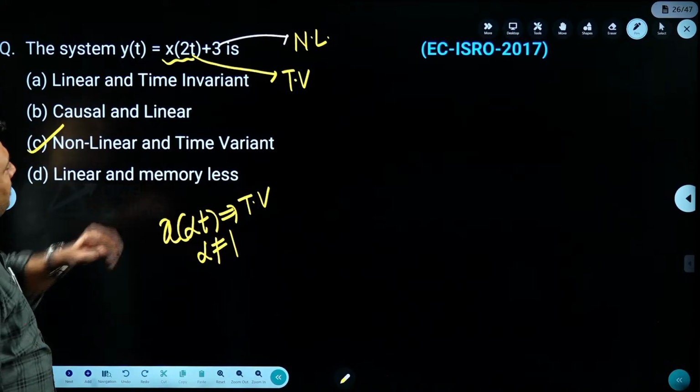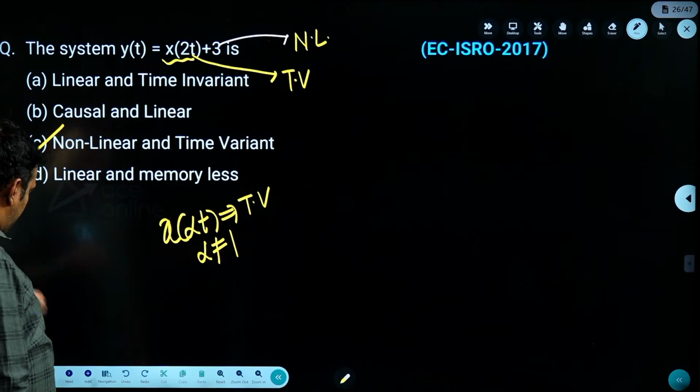Time scaling is a variant operation. Adding a number makes the system non-linear.